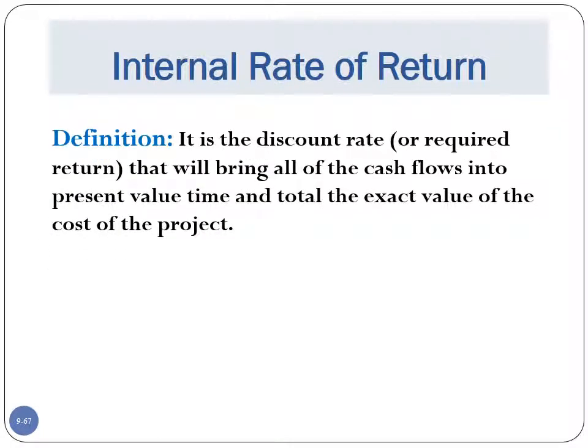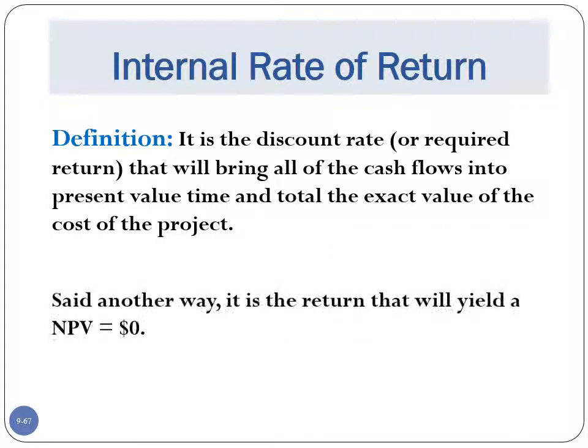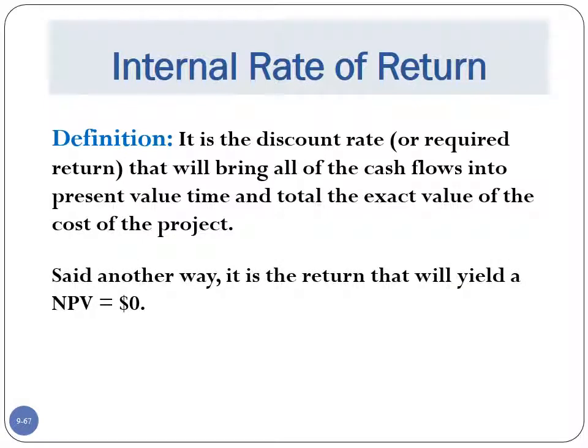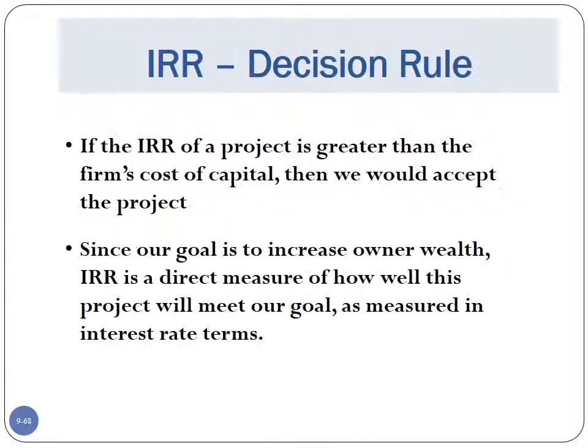The internal rate of return is defined as the discount rate or required return that will bring all the cash flows into present value terms and total the exact value of the cost of the project. So it's when the net present value is equal to 0. It's the return that will yield a net present value of 0. So what is the discount rate that yields a net present value of 0?